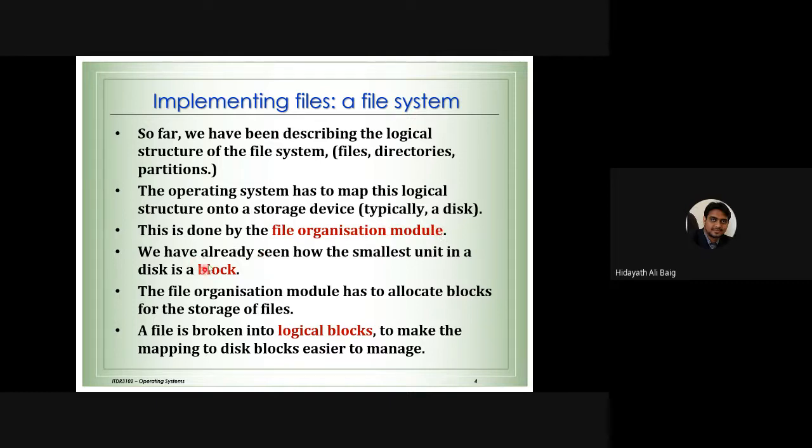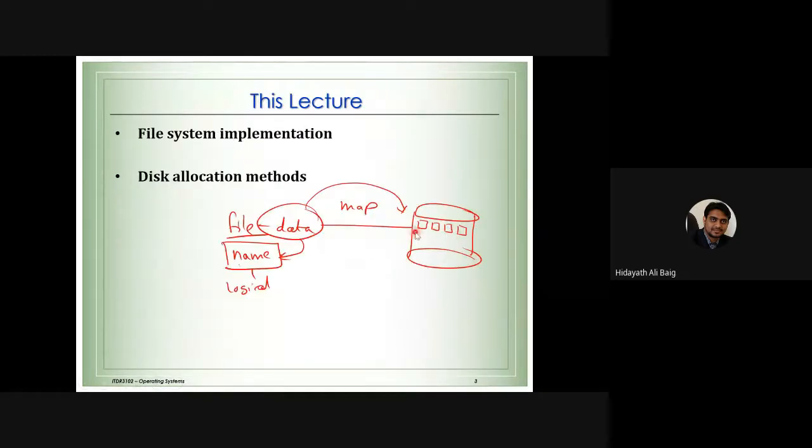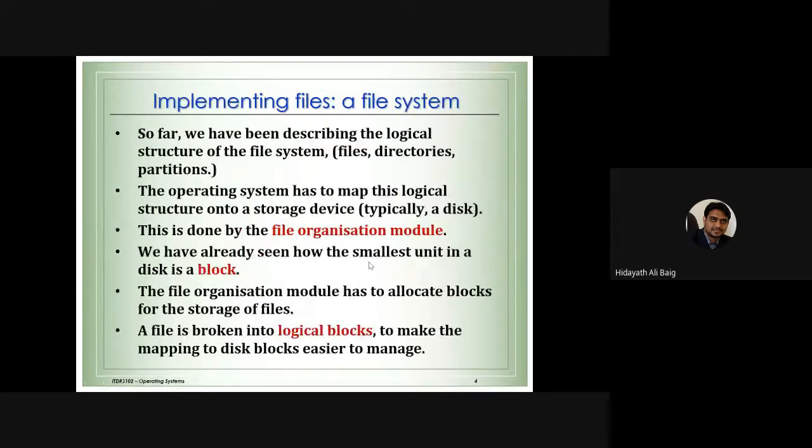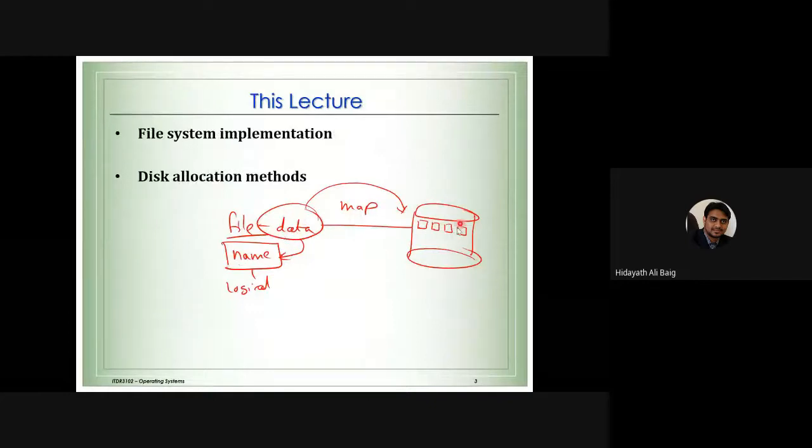Okay. And the point I told you, the smallest unit in the hard disk is called a disk block. In lecture number 12, we'll again talk about disk blocks to understand the hard disk better, because that lecture is completely on the storage, on the hard disk. So the small part of the hard disk, we call it a disk block or a block. The file organization module has to allocate the blocks for the storage of the file. So for each file, it has to give some disk blocks. That is what we are going to discuss now.